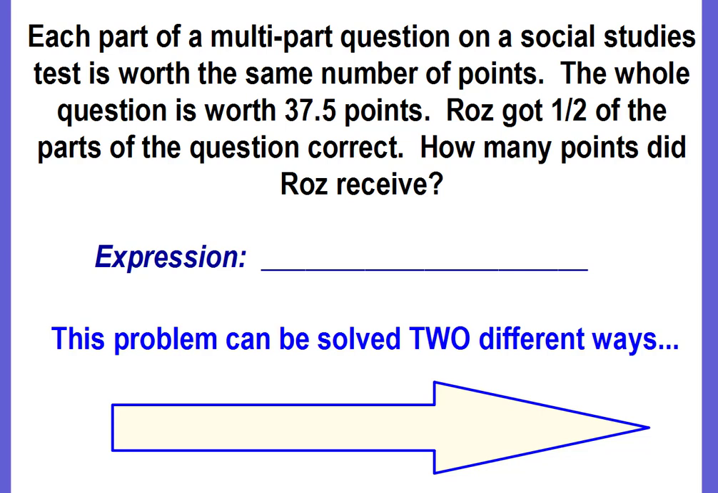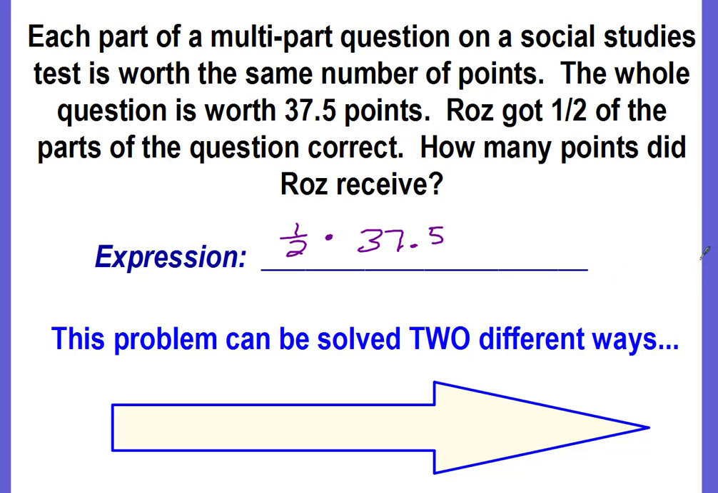Okay, the first thing you always want to do with these word problems is write your expression. You need to be able to see what numbers you're adding, subtracting, multiplying, or dividing together are. So we know she got half of the parts correct. So how many points is that question worth? Well, the question's worth 37.5 points. It's just she got half of the 37.5 points. So our expression would be half of, and we've learned that of means to multiply, 37 5/10.